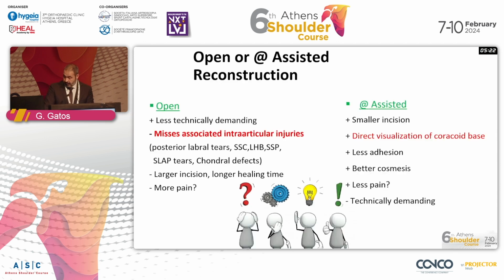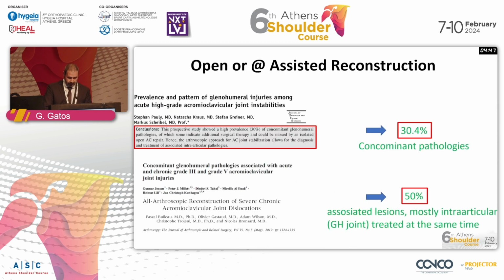As far as open procedures are concerned, they are less technically demanding. You might miss some associated intra-articular injuries. You make larger incisions, which may take longer to heal and may cause more pain. In arthroscopically assisted techniques, we use smaller incisions. We have direct visualization of the coracoid base. Fewer adhesions are generated. We get better cosmetic results. Might have less pain, but it's more technically demanding.